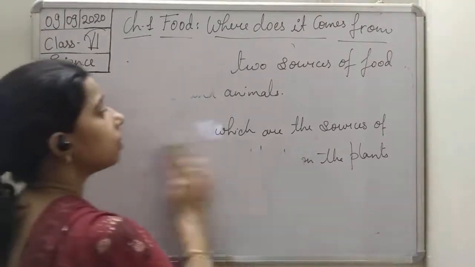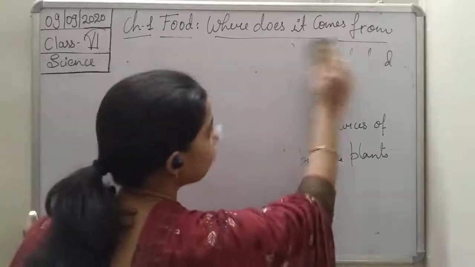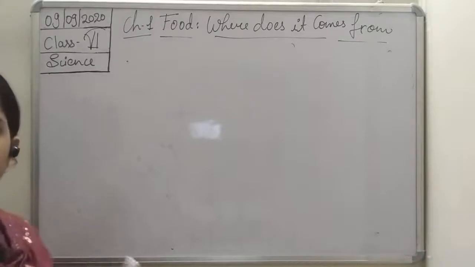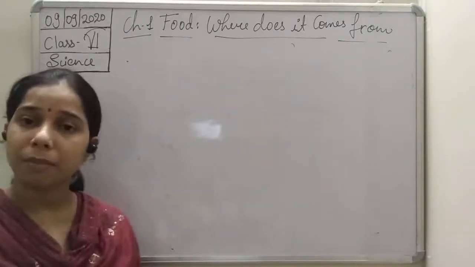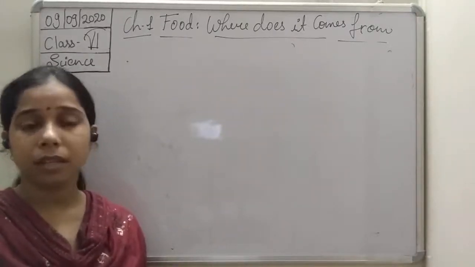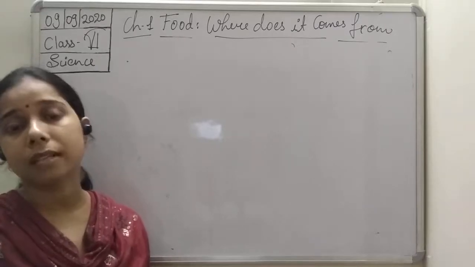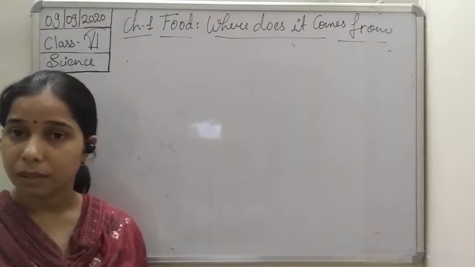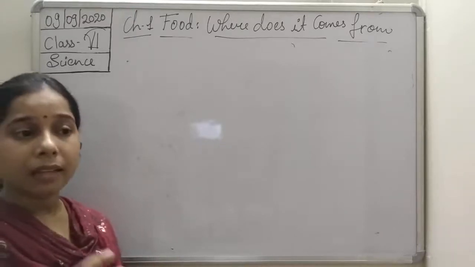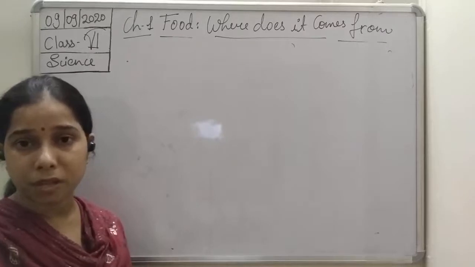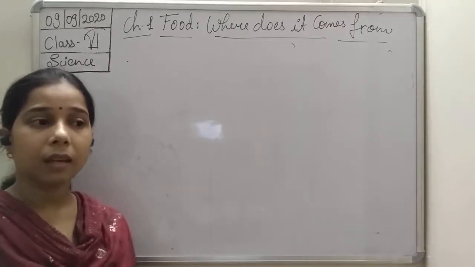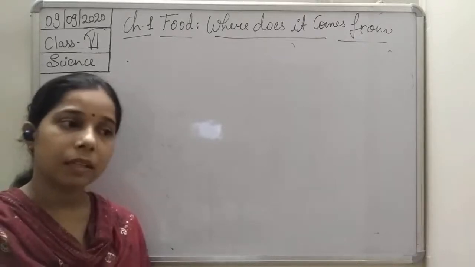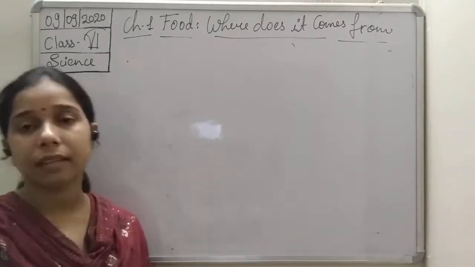So what do animals eat, students? Right now we discussed a lot of things, the plants and the things that we get from the plants, and the things that we get from the animals. But what kind of food do animals eat? What kind of food do all the living organisms eat? If we talk about human beings especially, they eat a variety of food. Human beings eat animals also, and they eat plants also.